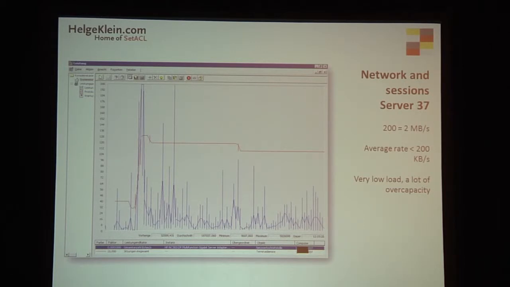Last thing to look at is the network load. Here the graph is scaled in such a way that the number 200 on top means a throughput of 2 megabytes per second.